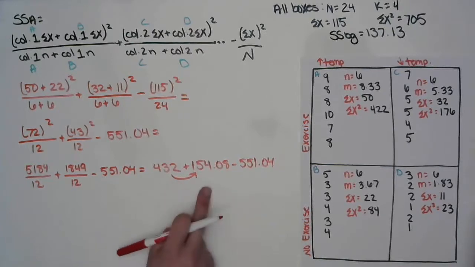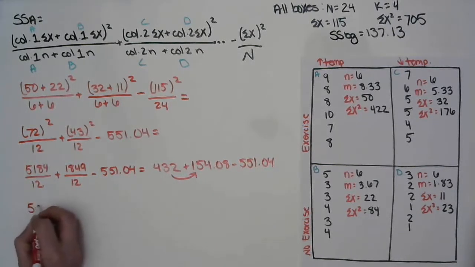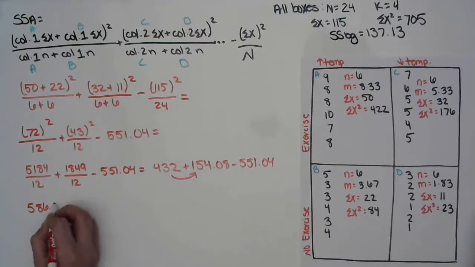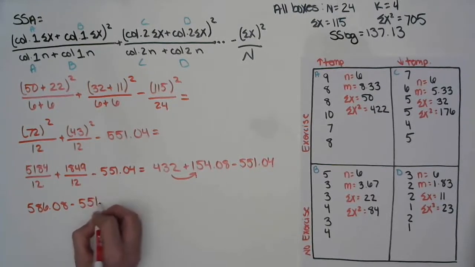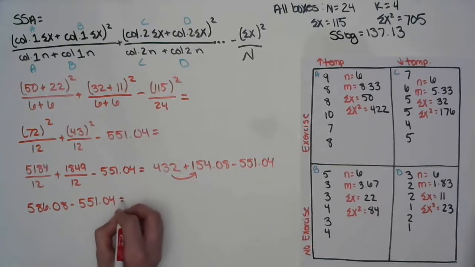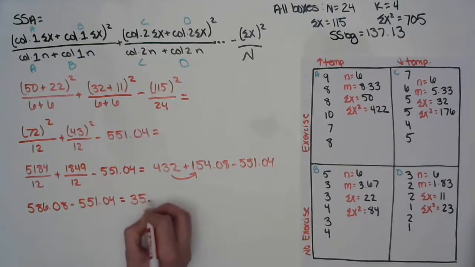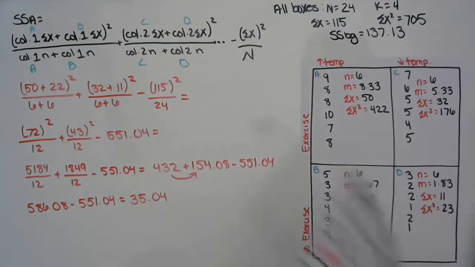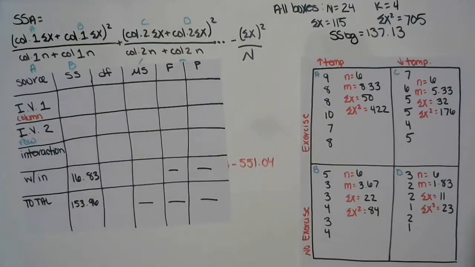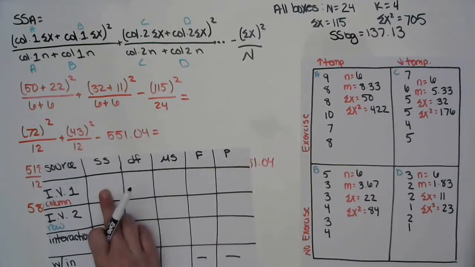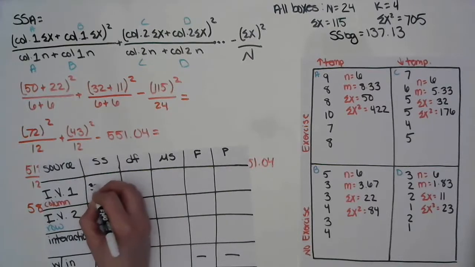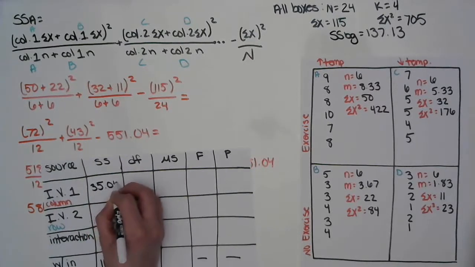Okay, so let's go ahead and add these two values together. When we add these two values, that's going to give us 586.08. Subtract that 551.04. Okay, and that is going to give us a final value of 35.04. Then you are going to go ahead and take your table here and write in your value for the SSA. So that goes here, and that's going to be 35.04.